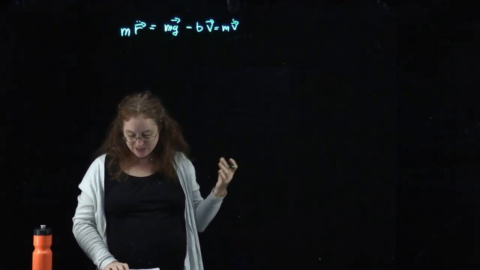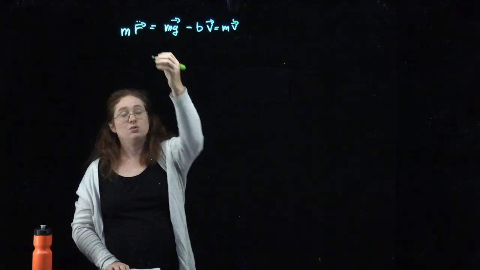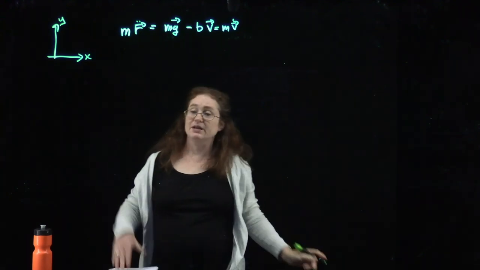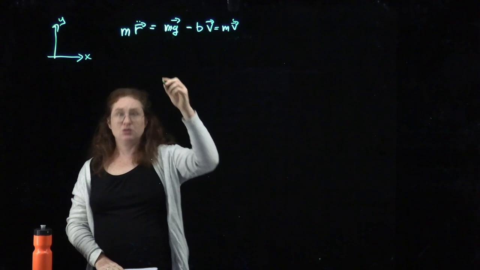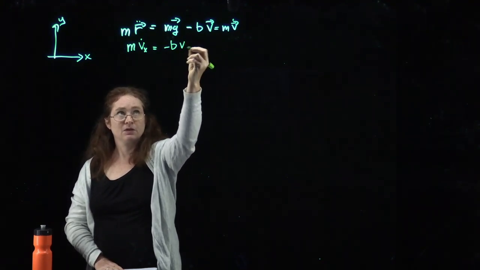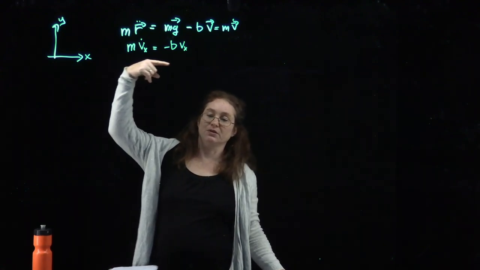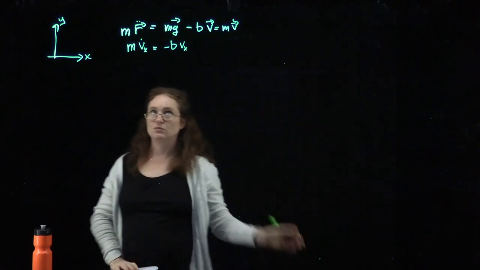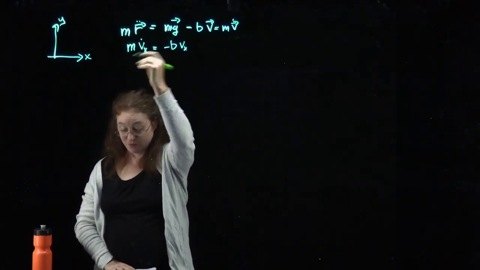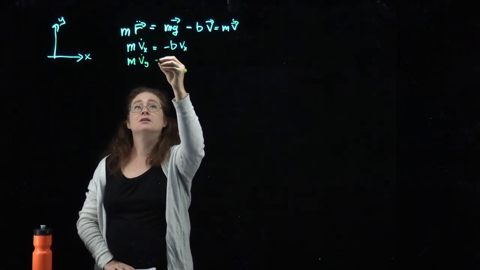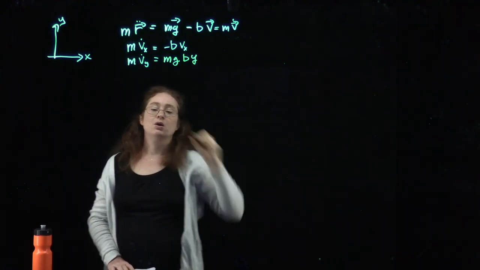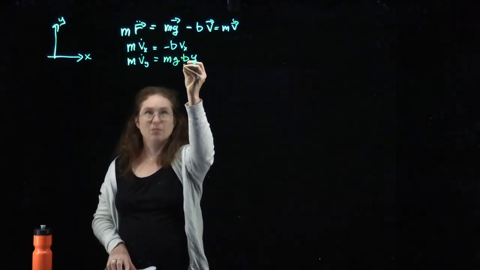So now we know we can factorize this. So we will assume standard Cartesian coordinates with y positive going up. And we can write this as m vx dot equals negative b vx. So whatever the component of the velocity is in the x direction, your force is just proportional to that, the magnitude of the velocity in the x direction. The force in the x direction is that. And m vy dot is equal to mg minus b vy.